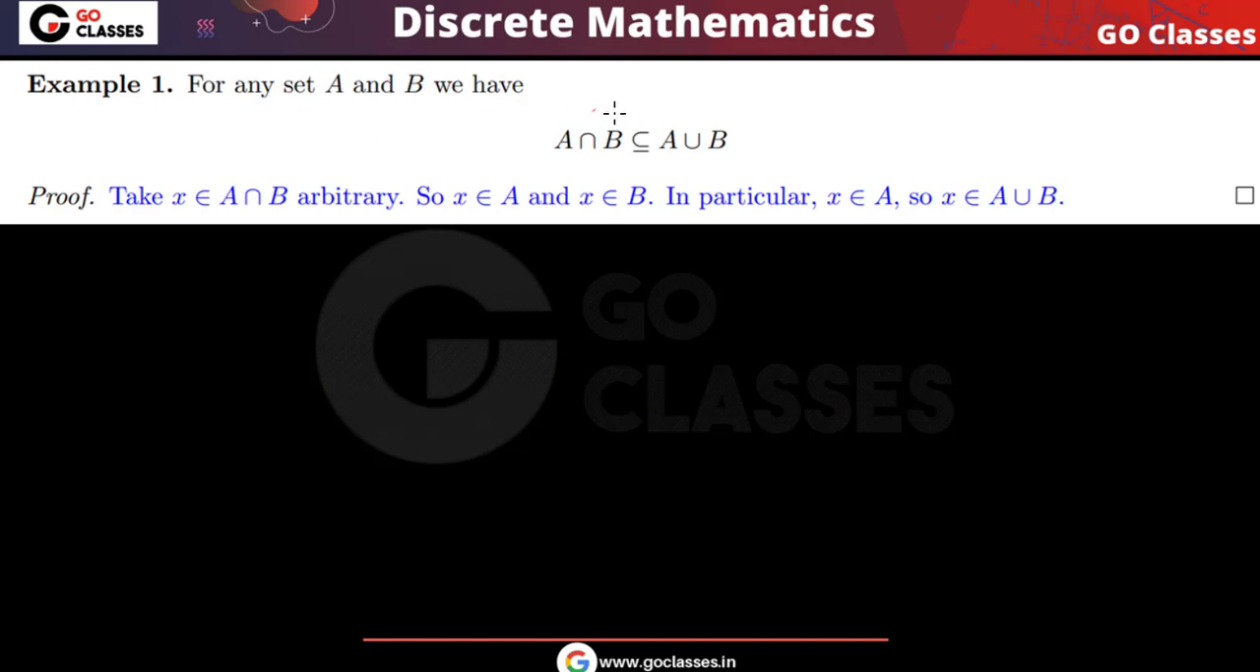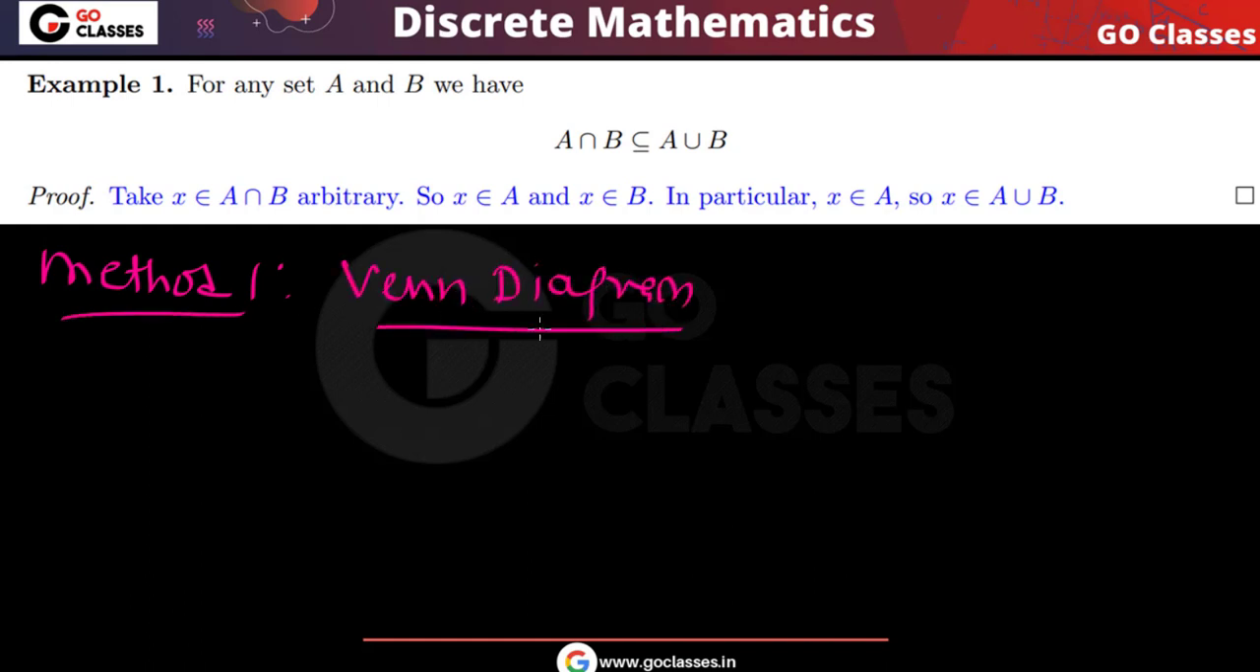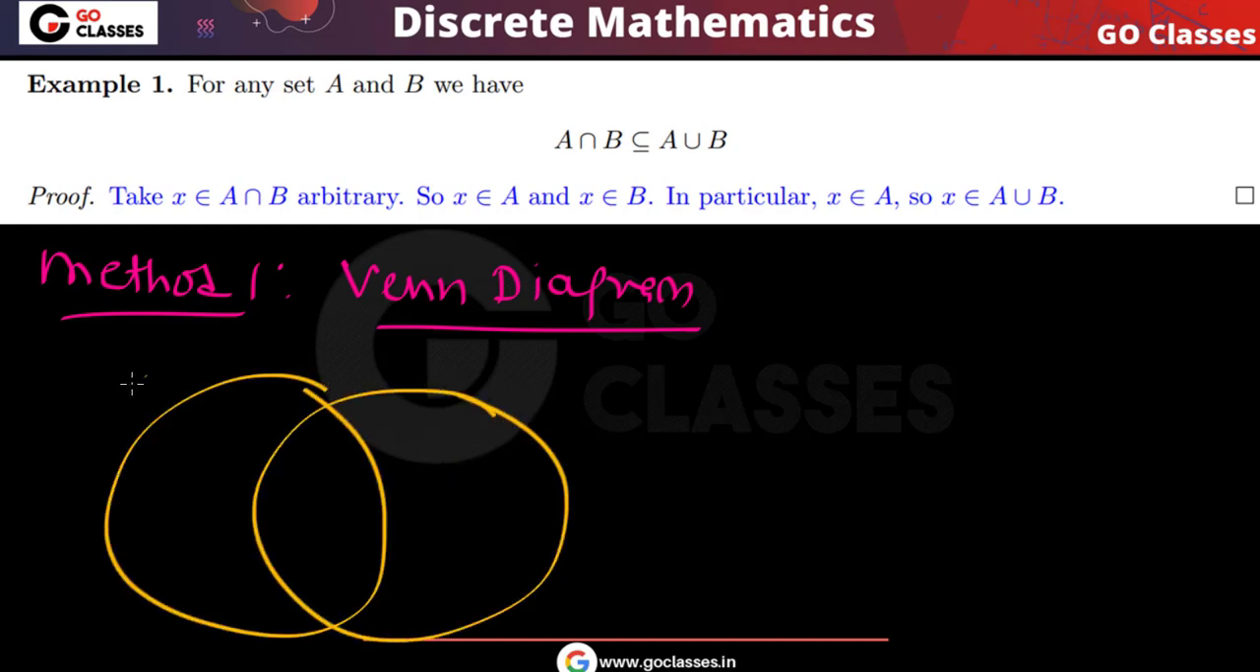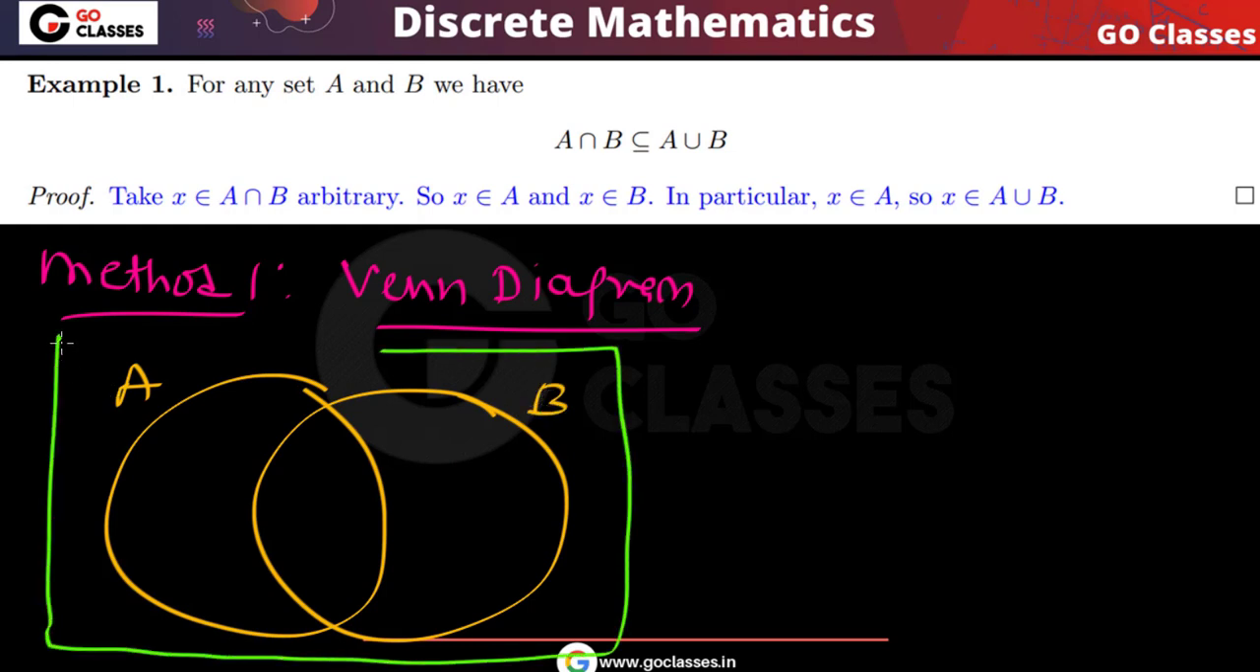For any sets A, B, show that, okay, so this is what we have to prove: A intersection B is a subset of A union B. So method one is the Venn diagram method. You can just apply the Venn diagram method, and using it, you can prove this type of question. For example, you can create it like this: this is set A, this is set B.